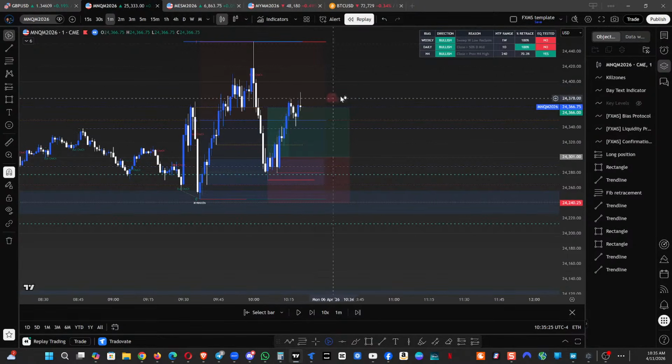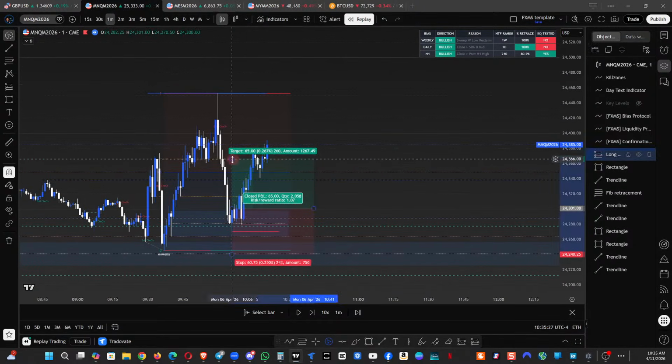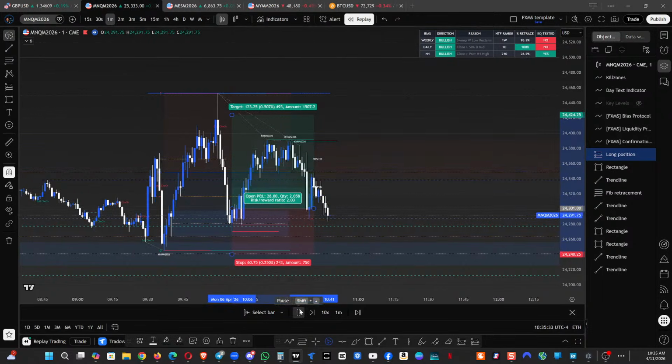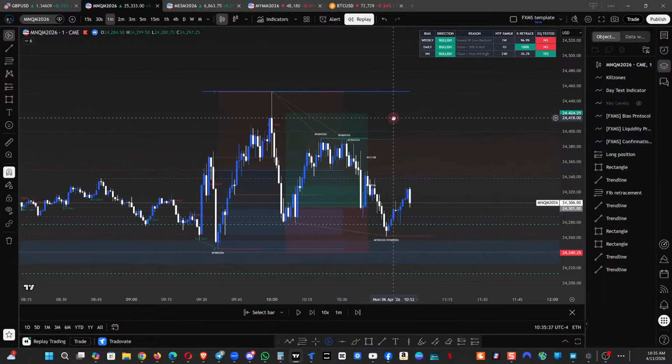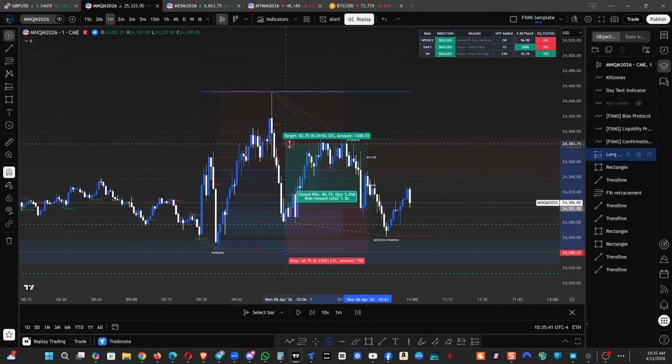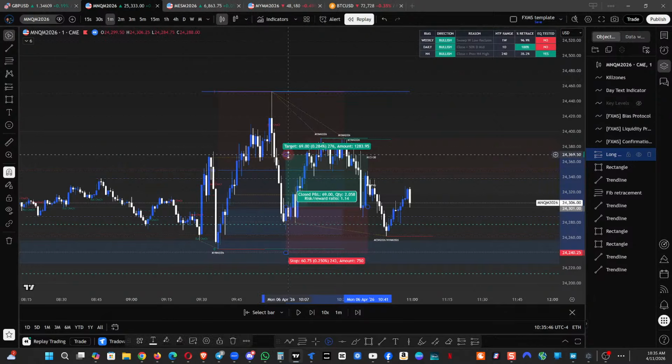All right, there's our 1-to-1, and then let's see if we get 2. And no, we don't get 2. So normally we would just take the 1-to-1. A 60-point trade is plenty, right? Basically we go for 30 to 50 points if we can.